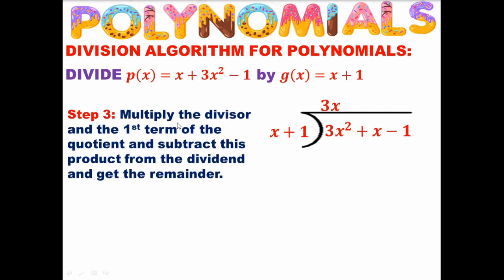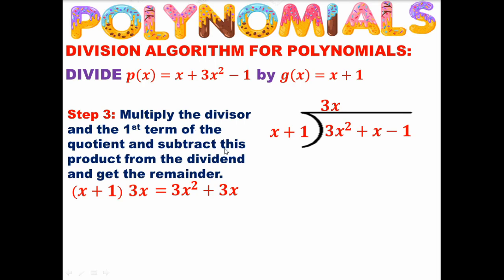Step 3. Multiply the divisor and the first term of the quotient, and subtract this product from the dividend to get the remainder. That is, multiply the divisor, which is x plus 1, and the first term of the quotient, which is 3x. Now I am going to multiply them. When I multiply, it is x into 3x, 3x square. 1 into 3x, it is 3x. Now we have multiplied the divisor and the first term of the quotient.